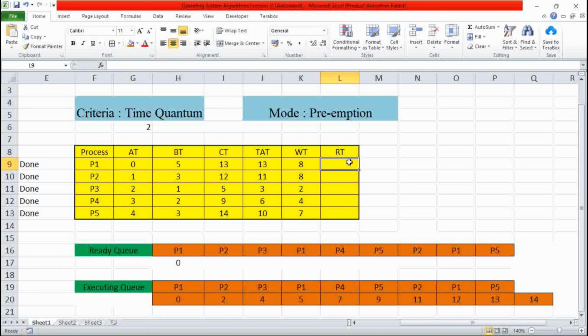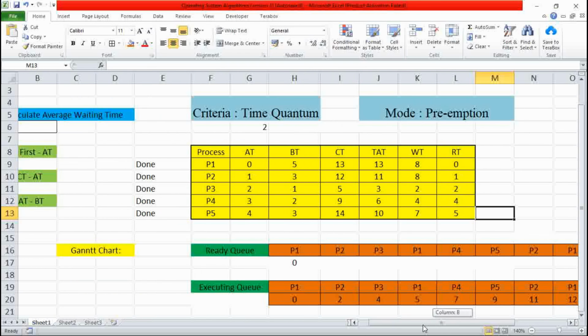Response time means the CPU's first response minus the arrival time. So this is quite critical. Now check. P1 got first interaction with the CPU at what time? At P1 it's 0. So 0 minus 0 is 0. For P2 it's 2. So 2 minus 1 is equal to 1. And P3, 4. So 4 minus 2 is equal to 2. And P4, 7. So 7 minus 3 is equal to 4. And for P5 it is 9. So 9 minus 4 is equal to 5. So this is how we have completed the numerical of round robin algorithm.